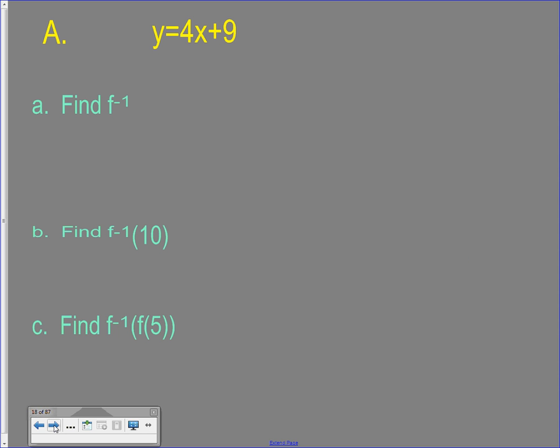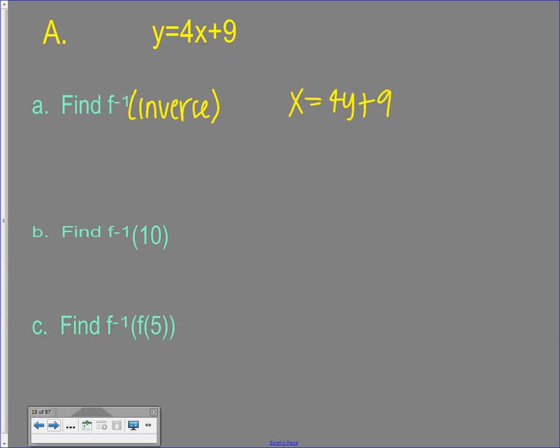So we'll take a look at our first example. We've got y equals 4x plus 9, and the first part says find f to the negative 1. So this means find the inverse. I'm just going to follow my directions. Step 1 says change f of x to y. In this example, we don't have an f of x, so we're just going to move on to step 2, which says switch x and y. So I'm going to write x equals 4y plus 9. You just switch your x and y.